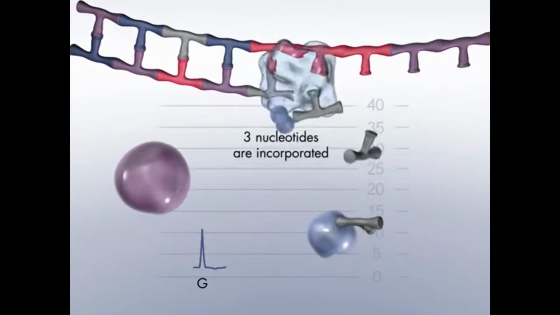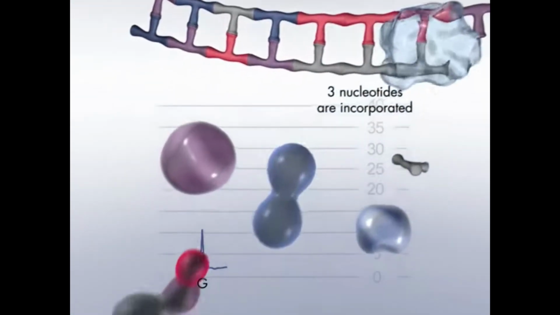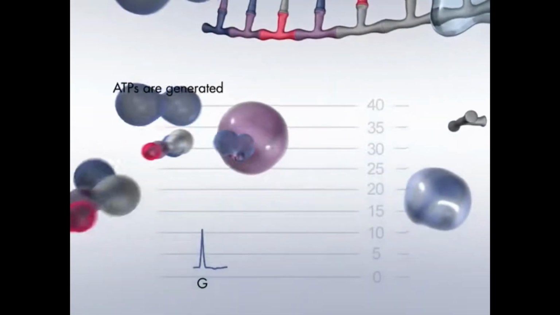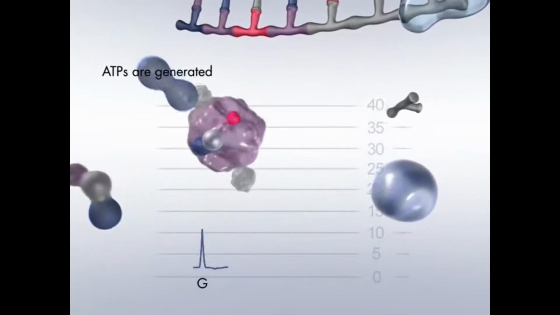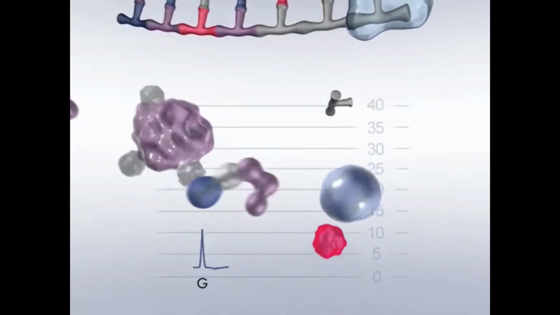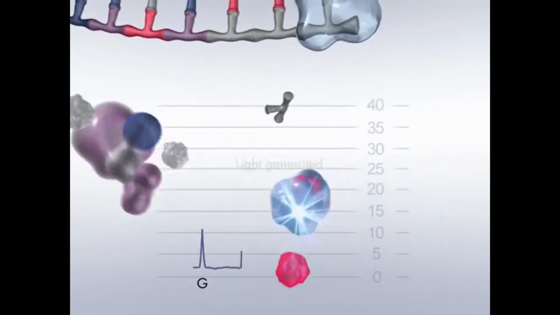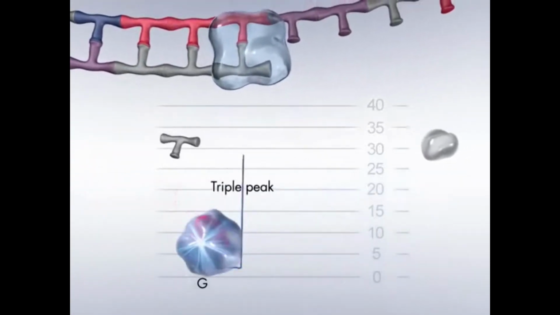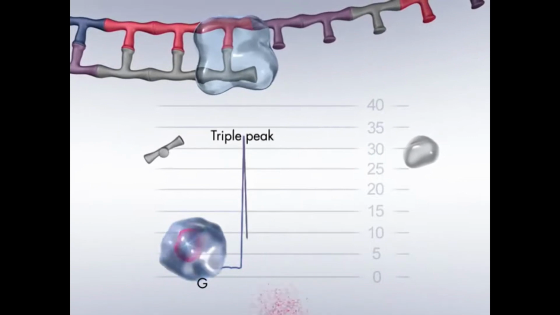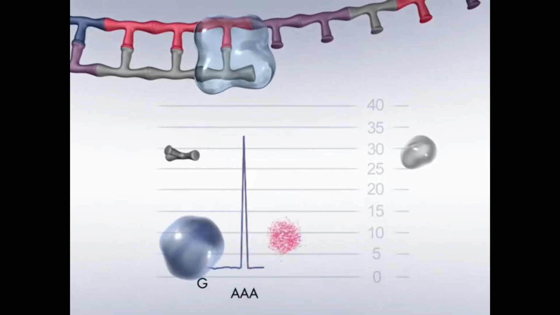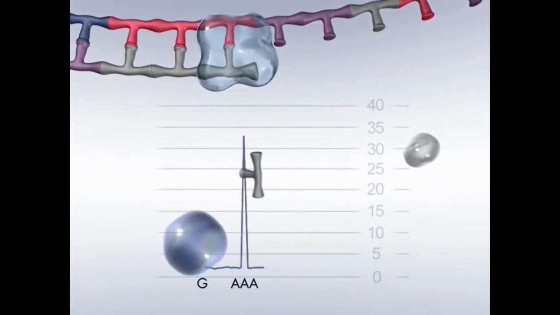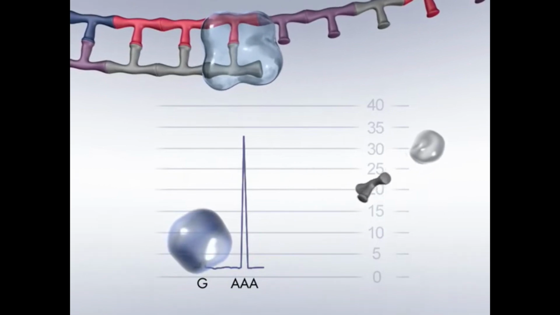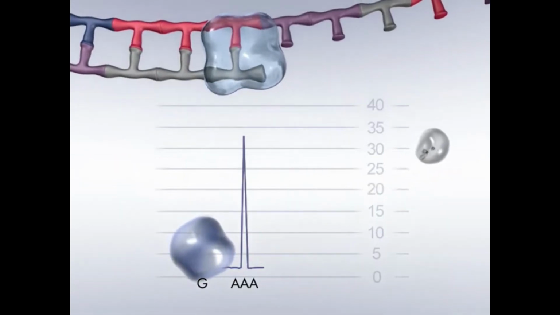When 3 nucleotides are incorporated by polymerase, 3 molecules of pyrophosphate are generated. The 3 pyrophosphate molecules are converted to 3 ATP molecules, and these power an equimolar oxidation of luciferin. The result is a recorded triple peak. The remaining unincorporated nucleotides are removed from the reaction in preparation for the next dispensation of nucleotides.